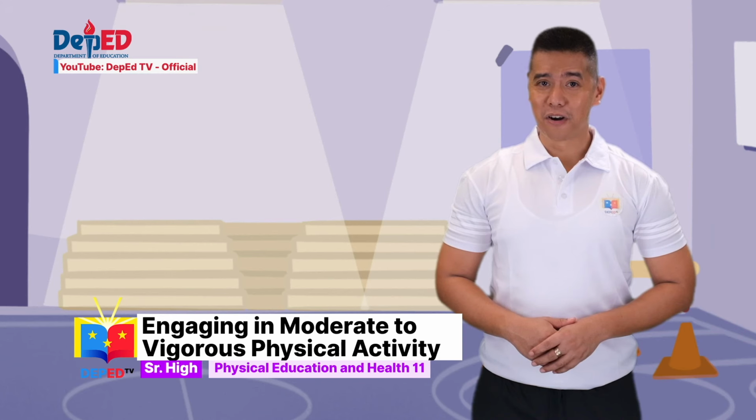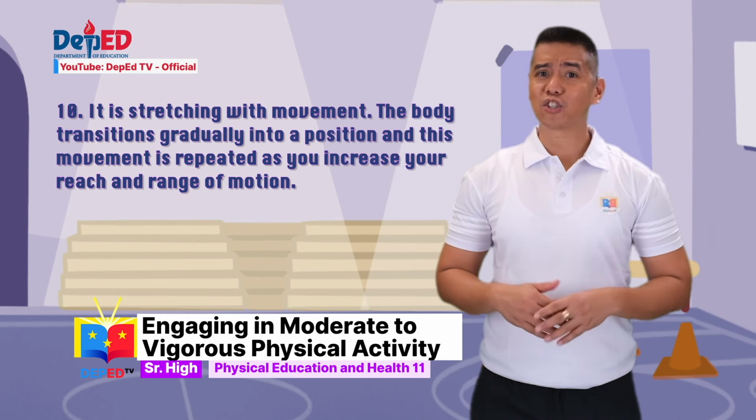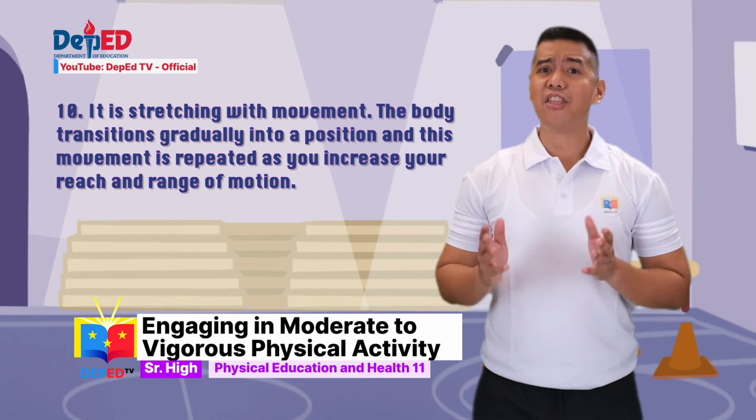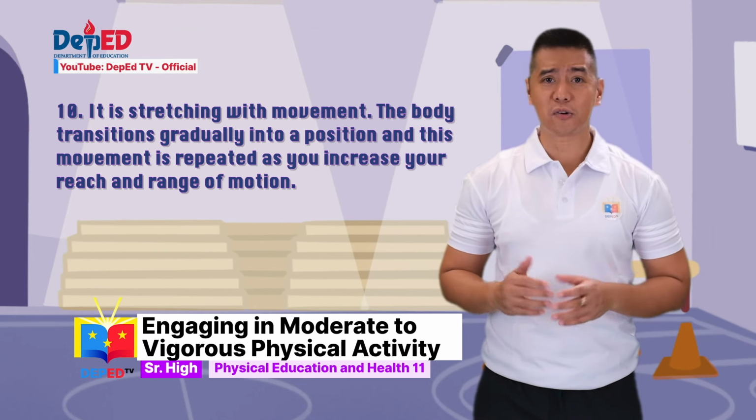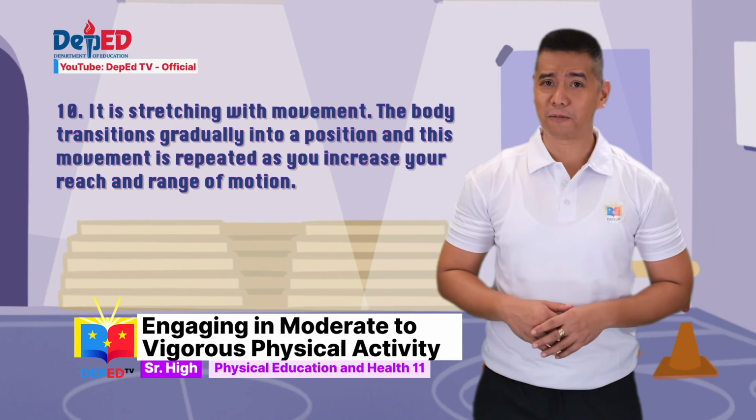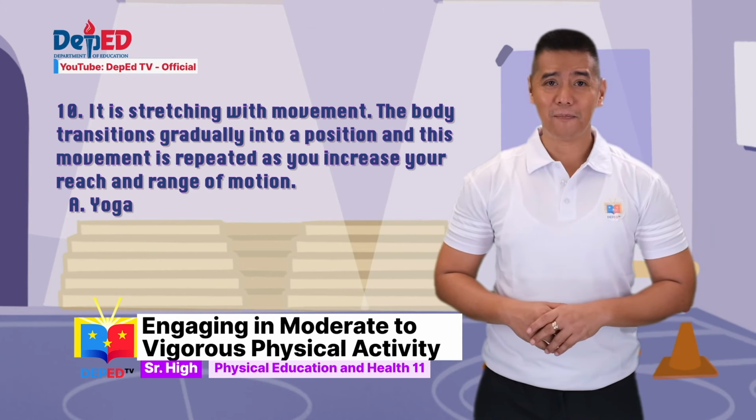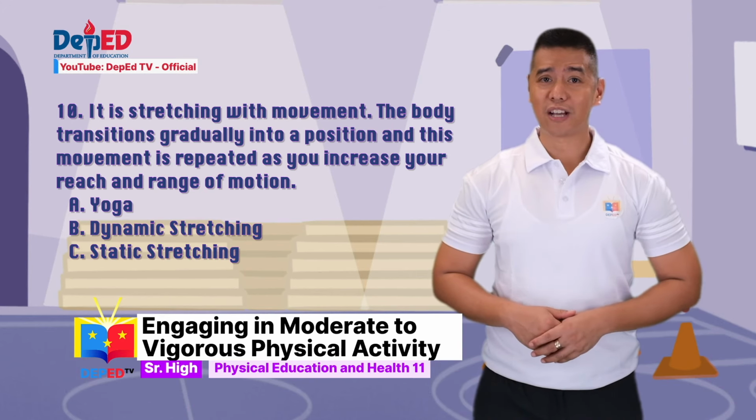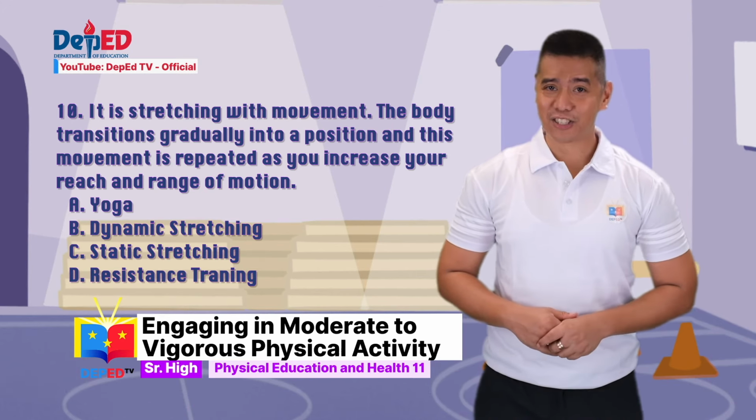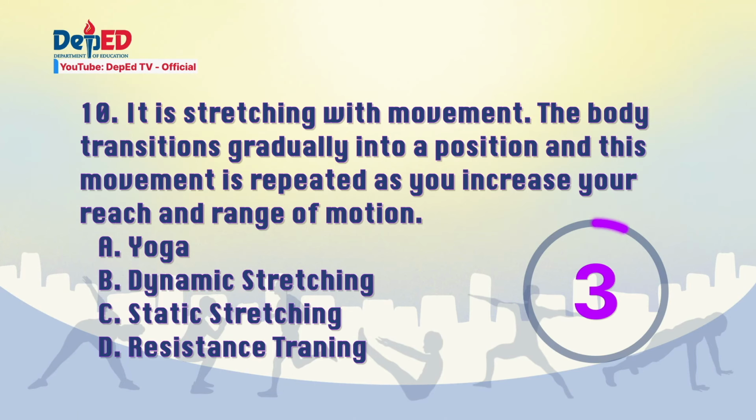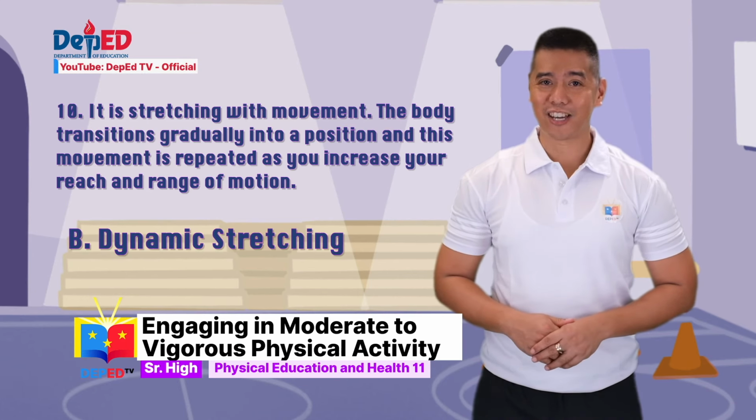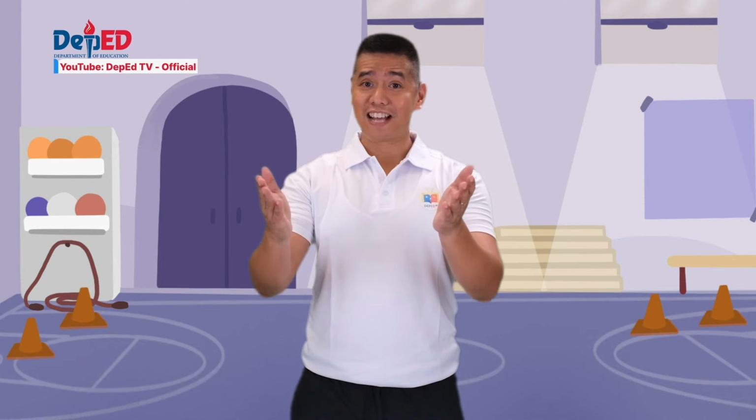And for the last number, number 10, it is stretching with movement. The body transitions gradually into a position, and this movement is repeated as you increase your reach and range of motion. Is it A. Yoga, B. Dynamic stretching, C. Static stretching, or D. Resistance training? The correct answer is letter B. Dynamic stretching.